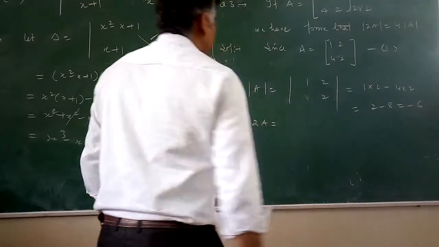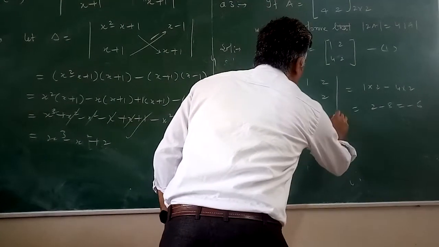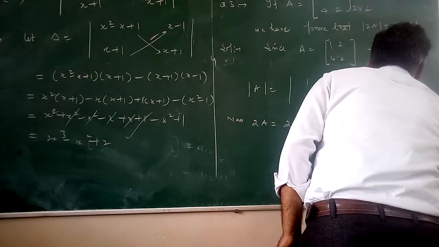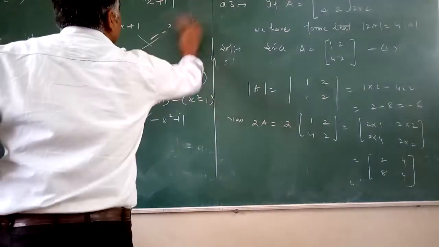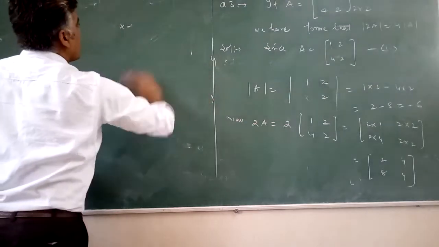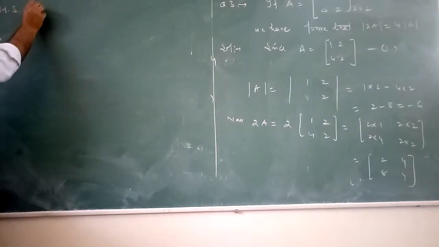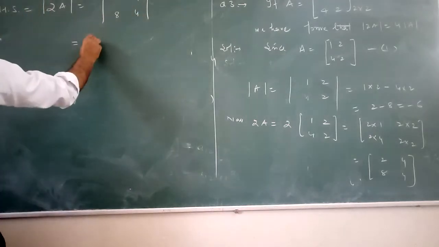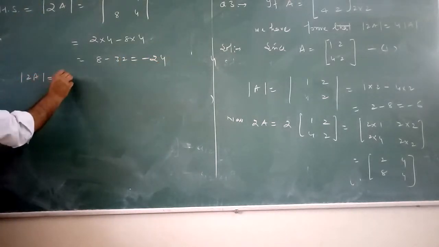Now we have to multiply matrix A by scalar 2. Therefore each element of matrix A is multiplied by 2. We have 2, 4, 8, 4. Students, we have to prove that determinant of 2A is equal to 4 times determinant of A. Determinant of 2A, determinant of 2, 4, 8, 4, is 2 into 4 minus 8 into 4, which is minus 24. Therefore, determinant of 2A is equal to minus 24.